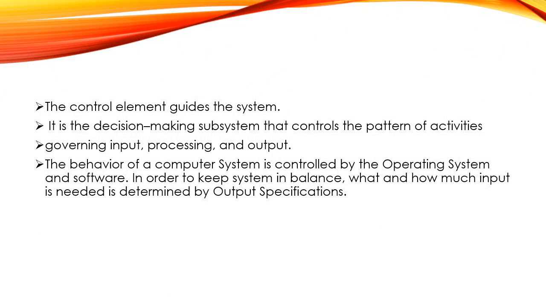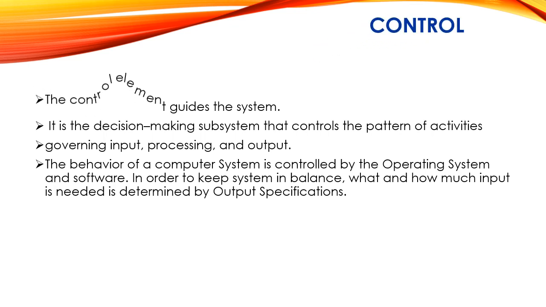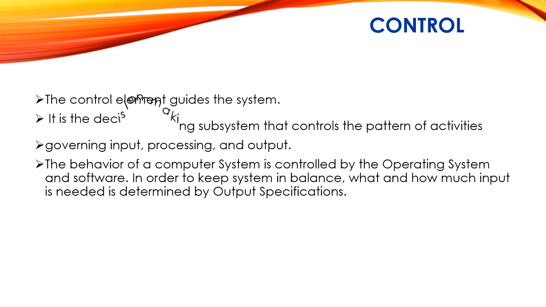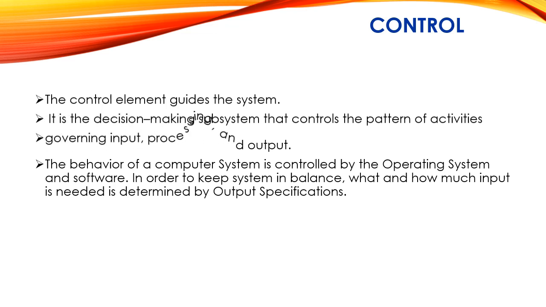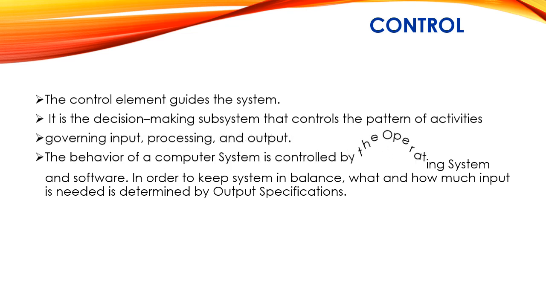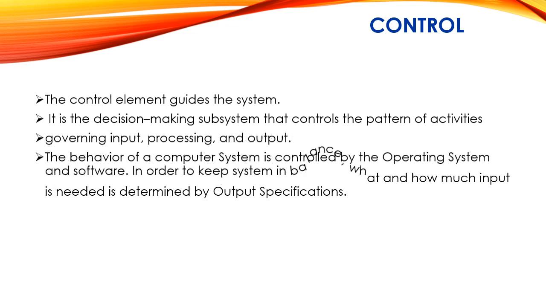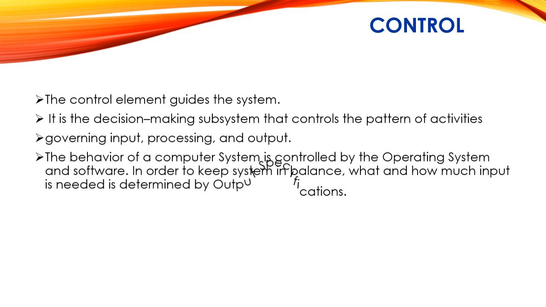Let's look at control as a component of a system. The control element guides the system. It is the decision-making system that controls the pattern of activities, that is governing input, processing, and output. The behavior of a computer system is controlled by the operating system and software. In order to keep the system in balance, what and how much input is needed is determined by the output specifications.